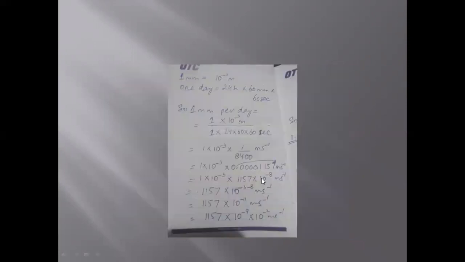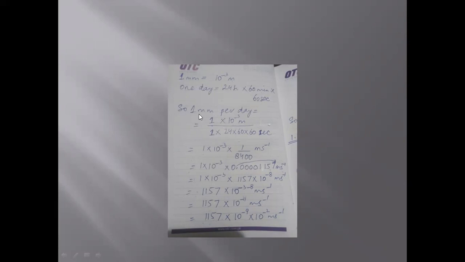So first of all, I have written 1 millimeter is equal to 10 raised to the power minus 3 meters. And 1 day is equal to 24 hours. 1 hour has 60 minutes and 1 minute has 60 seconds. So to convert 1 day into seconds, we will multiply 24 by 60 by 60.